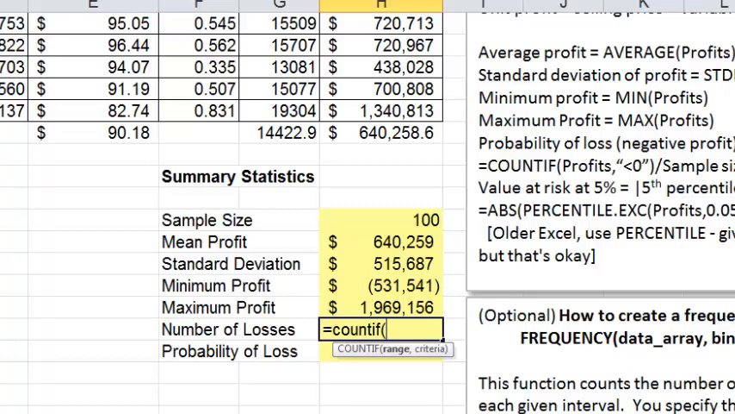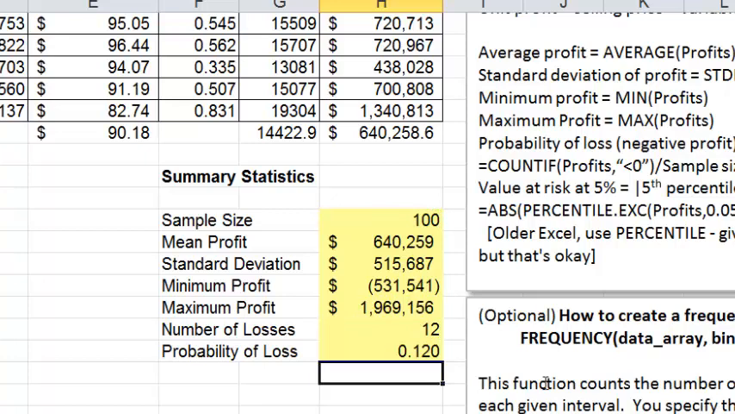So here I'm going to say profit. Then the criteria, it should be enclosed in double quotes, is less than 0. That's negative. And then hit enter, it gives me 12. So it tells me that 12 out of the 100 profits were negative. So to get the probability, I just have to divide the 12 by the sample size, the number of profits. So this tells me that there's about a 12% chance of losing money on this product in the first year.